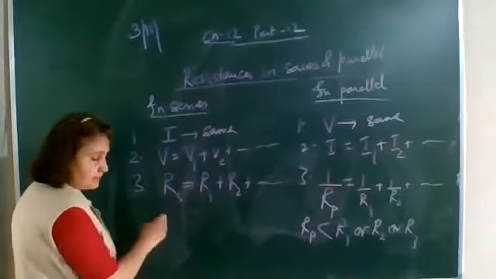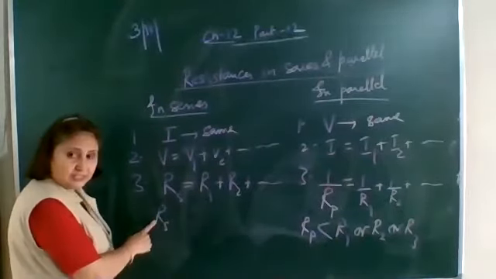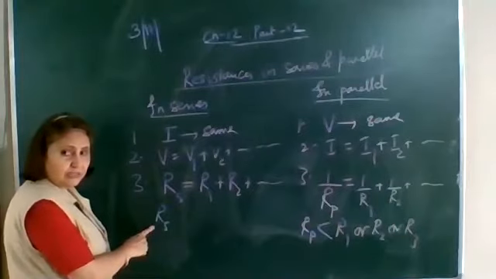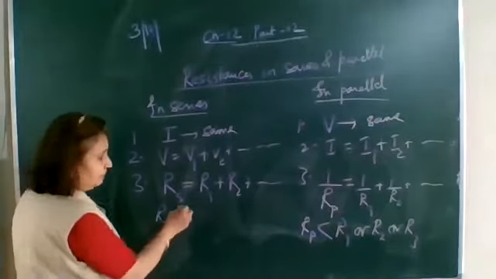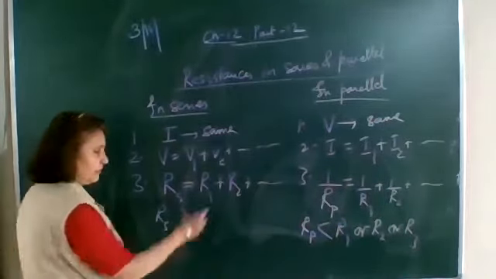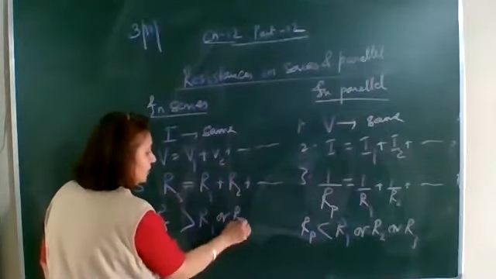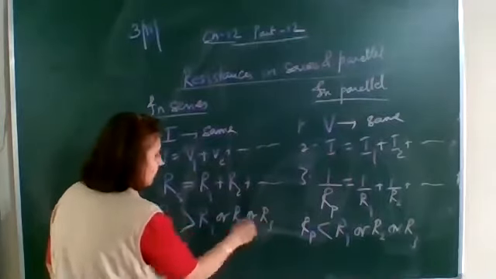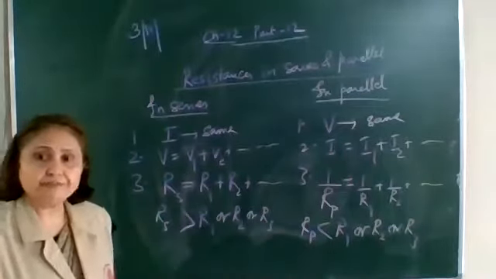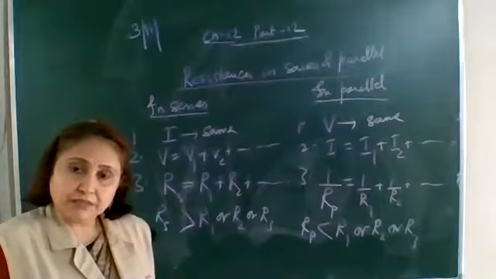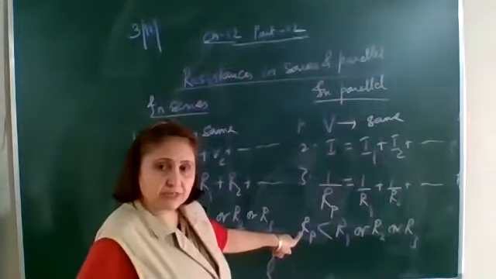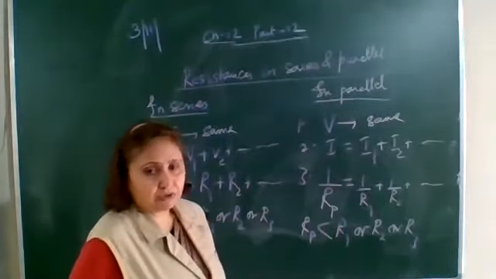Whereas in the series combination, the equivalent resistance will always be greater than any of the individual resistors, that is R1 or R2 or R3. Whereas in the case of parallel combination, the equivalent resistance in parallel will be less than R1, R2 or R3.